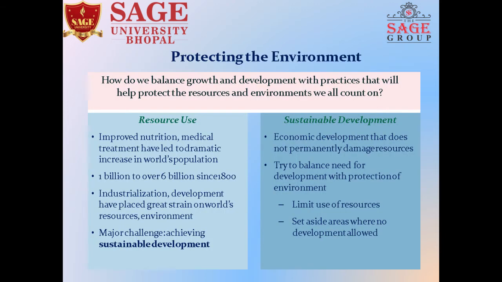How can we protect the environment? How do we balance growth and development with practices that will help to protect the resources and the environment we all count on? Improved nutrition and medical treatment have led to a dramatic increase in the world population from 1 billion to over 6 billion since 1800. Industrialization and development have placed great strain on the world's resources.